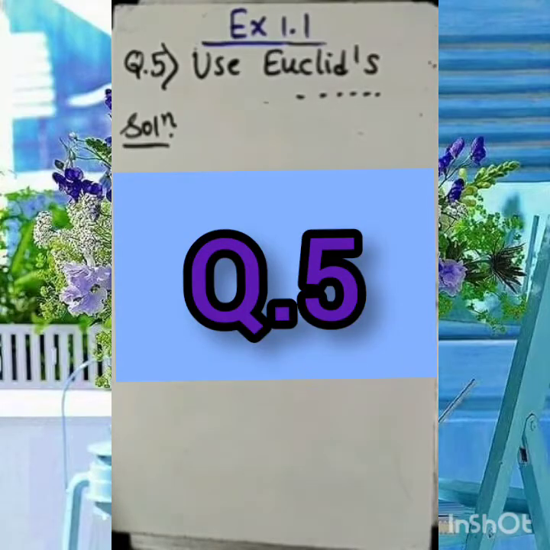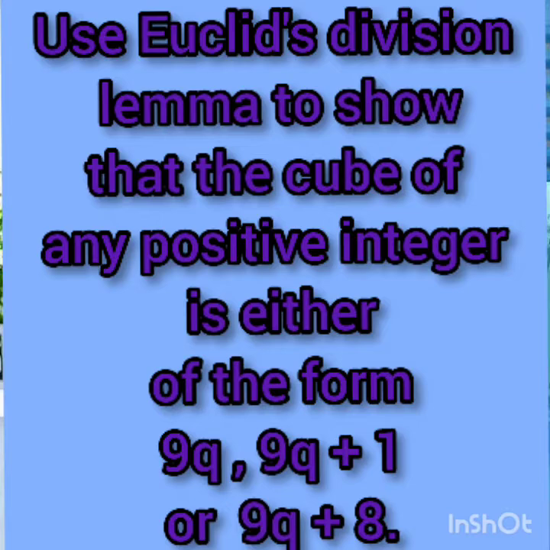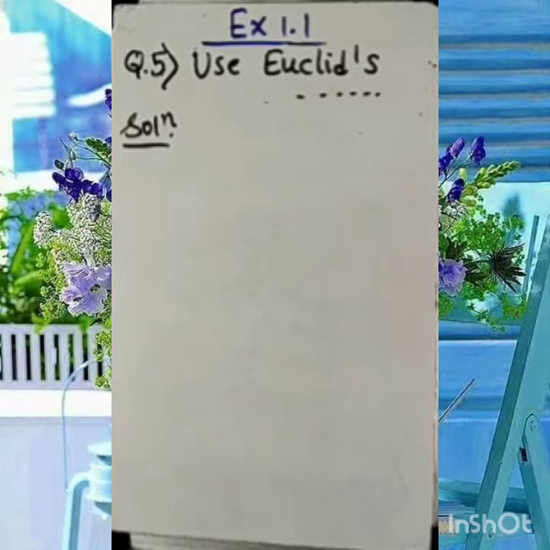So question 5 of exercise 1.1 on your screen. The question is, use Euclid's division lemma to show that the cube of any positive integer is either of the form 9q, 9q plus 1 or 9q plus 8. Okay, so again the same thing we are going to do here.